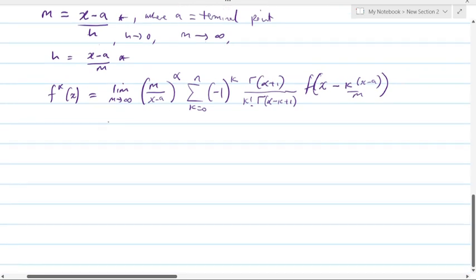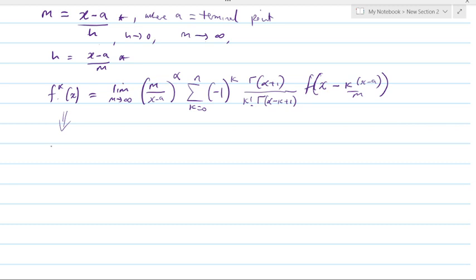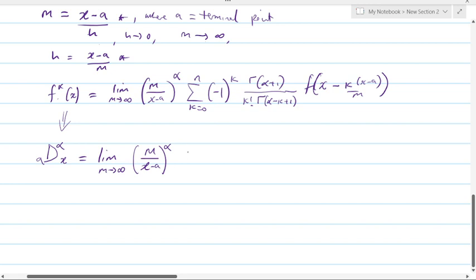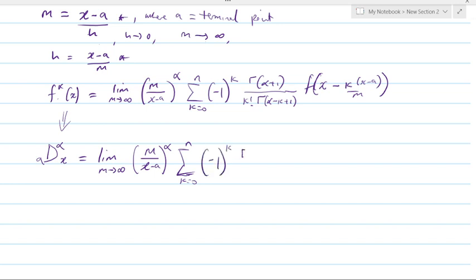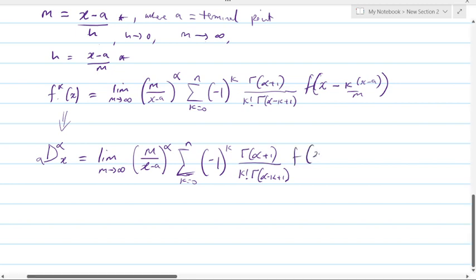So I can write this function as the operator D, with the derivative order alpha, of the function x with terminal point a, equals the limit as m tends to infinity of m over x minus a to the alpha, then summation k equals 0 to n, minus 1 to the k, gamma alpha plus 1 over k factorial gamma alpha minus k plus 1, f of x minus k times x minus a over m.